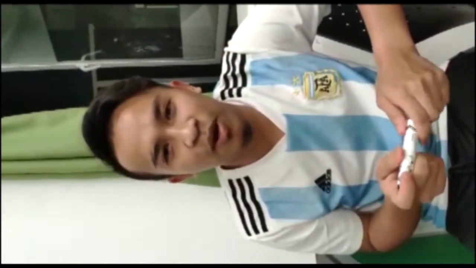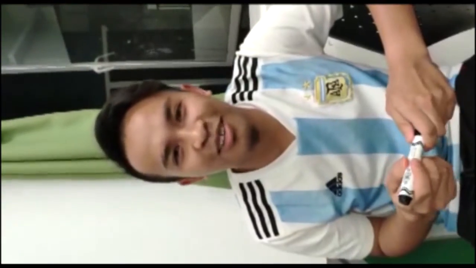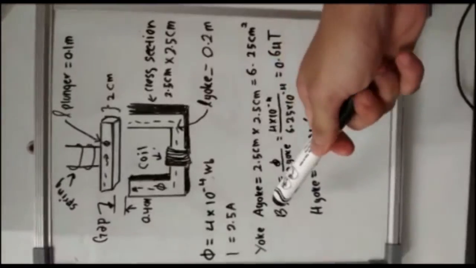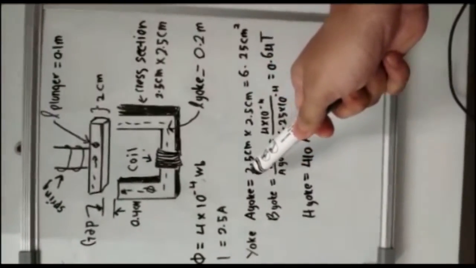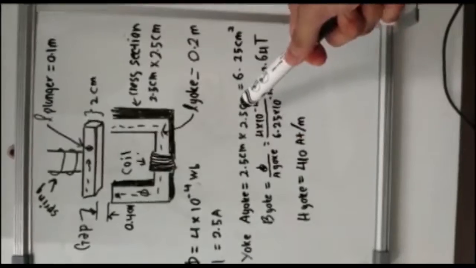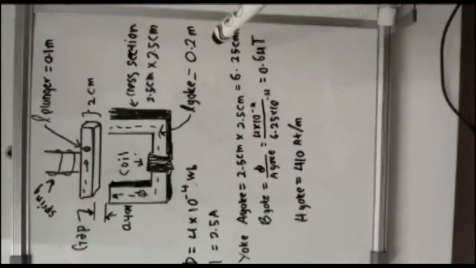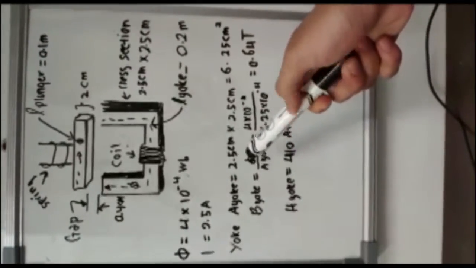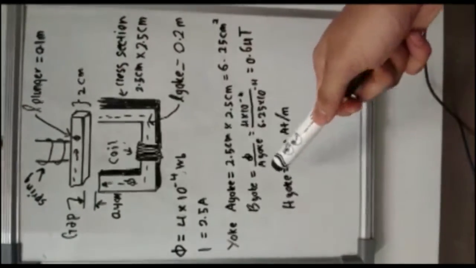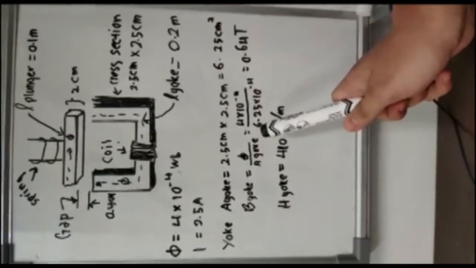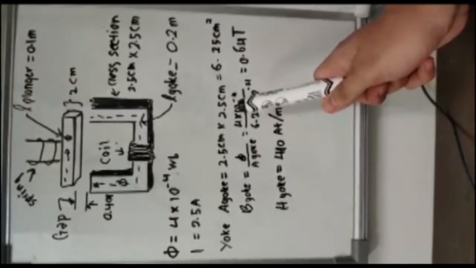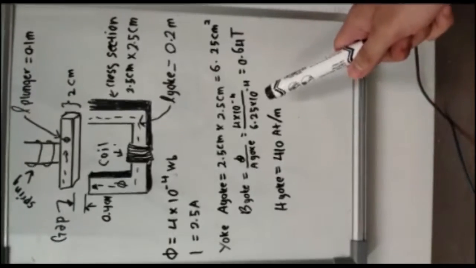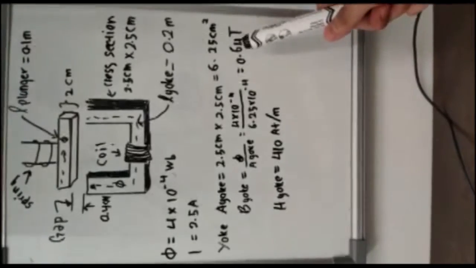I want to explain about the series magnetic circuit. Okay, how to calculate the area of the yoke: 2.5 times 2.5 equals 6.25 cm square. For the B yoke, it equals the flux divided by A yoke, 4 power of negative 4 divided by 6.25 power of negative 4, we can get 0.64 T.